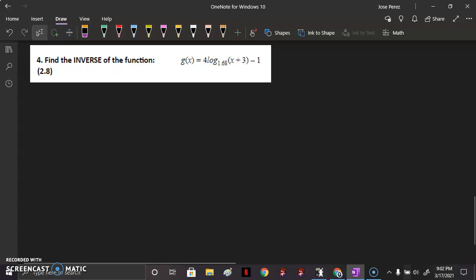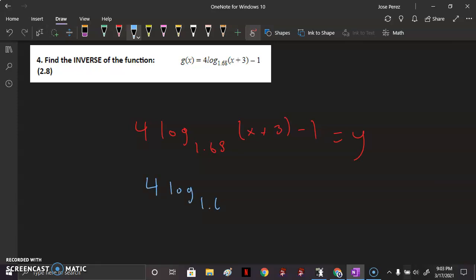So we're going to have 4 log base 1.68 of (x+3), minus 1, equals y. Now, what's the first step that we have to do? Well, the first step that we have to do is swap the x and the y to make it an inverse. So 4 log base 1.68 of (y+3), minus 1, equals x.